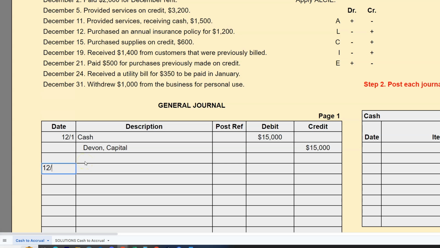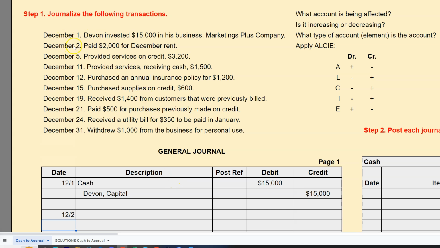Let's do this next one on the 2nd. So on December 2nd, the company paid $2,000 for December's rent, right? So we are paying for the current month of rent. Let's kind of ask ourselves these questions. What account is being affected? I'm going to start with this. Paid $2,000. If we're paying $2,000, what are we physically giving? We are giving cash, right? So if we paid $2,000, that's the company's cash that is being affected.